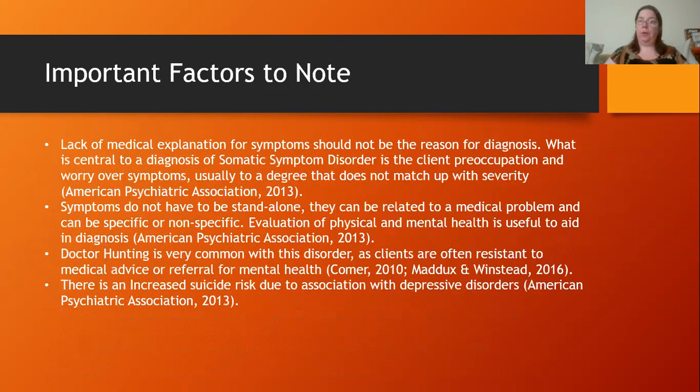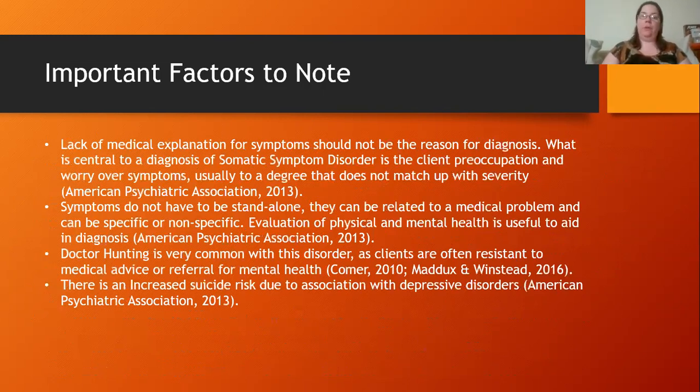Doctor hunting is very common with this disorder. Clients are often very resistant to what a doctor will tell them. If a doctor tells them, you're totally fine, there's nothing to worry about, you're healthy as a horse, what you'll see a lot of times is a client looking to get a second opinion, and they are very resistant to a referral for mental health typically, which is why you see this condition pop up way more in medical facilities, ER, things like that. Usually people don't go to see a counselor unless it's the absolute last resort.